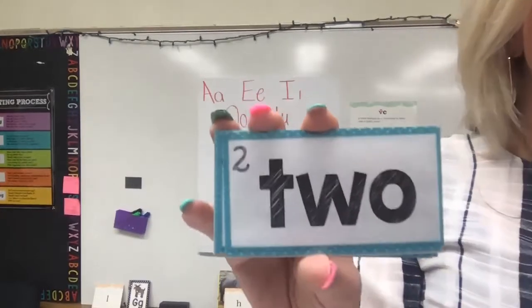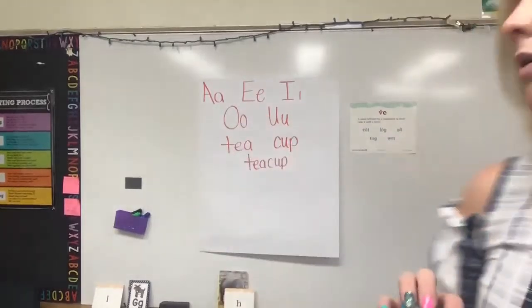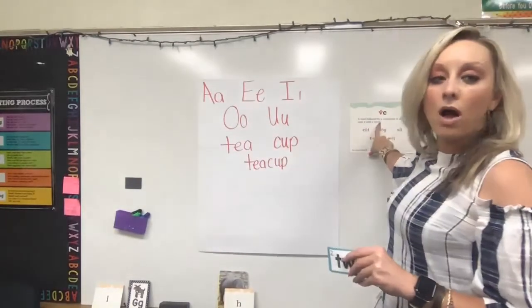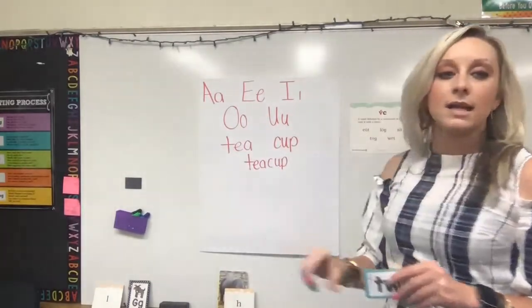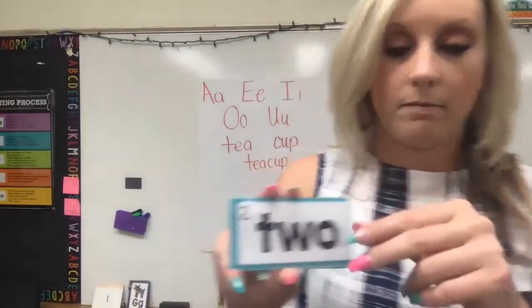This is the number word 2. T-W-O, 2. Notice why it's important to know our letters. This is why. We cannot sound it out like we did with log, with our vowel followed by a consonant. This is why they're called sight words. We have to just know them by looking at them.